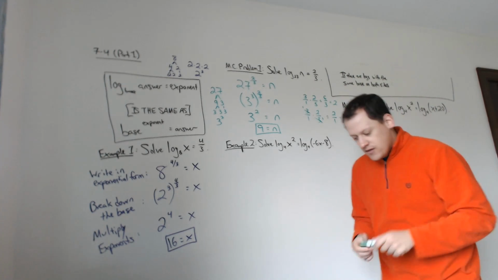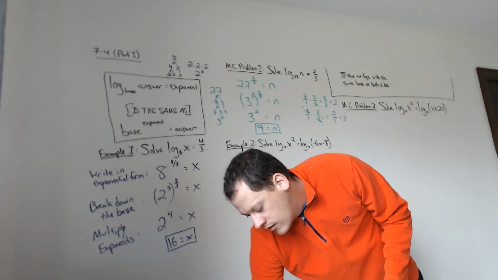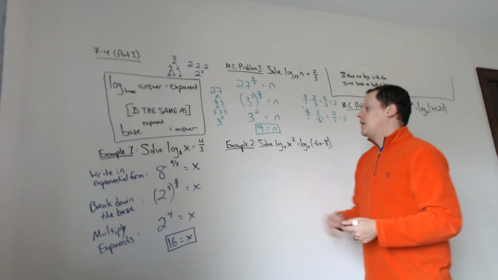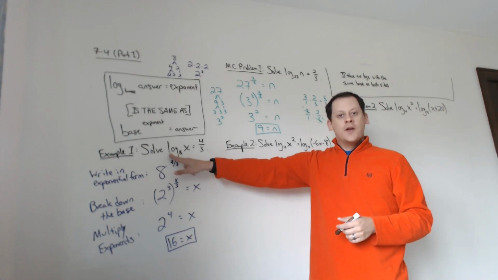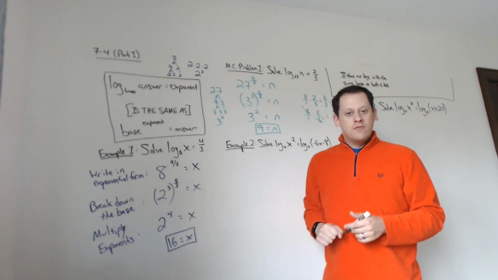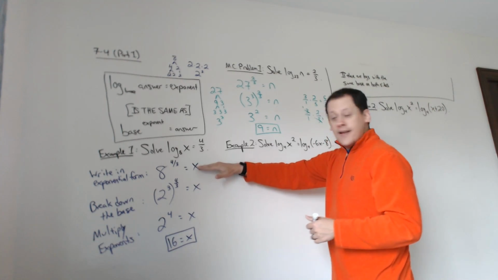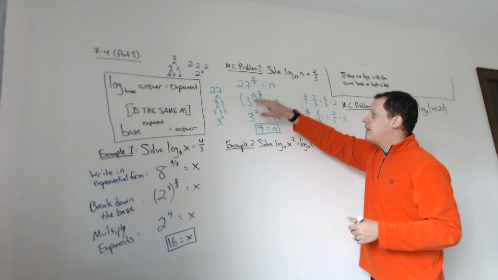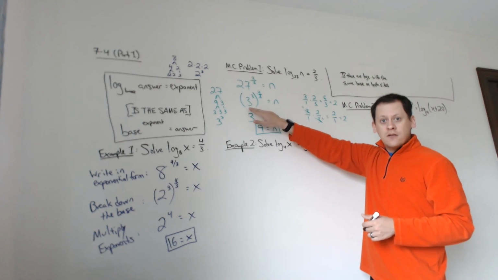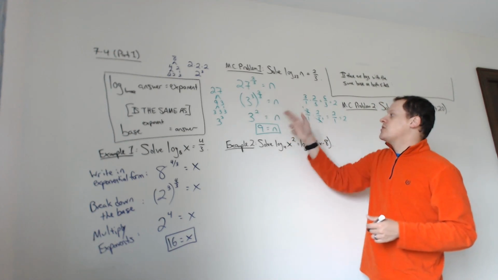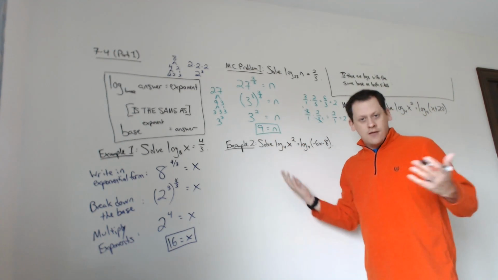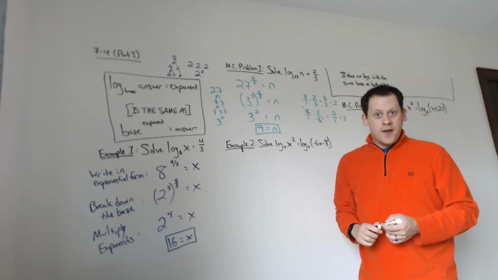All right. So there's 2 examples of when you have a log on one side of an equation and you want to solve for that variable. Write it in exponential form first. Break down that base so that you can multiply those exponents easily, and it should be able to be solved from there.